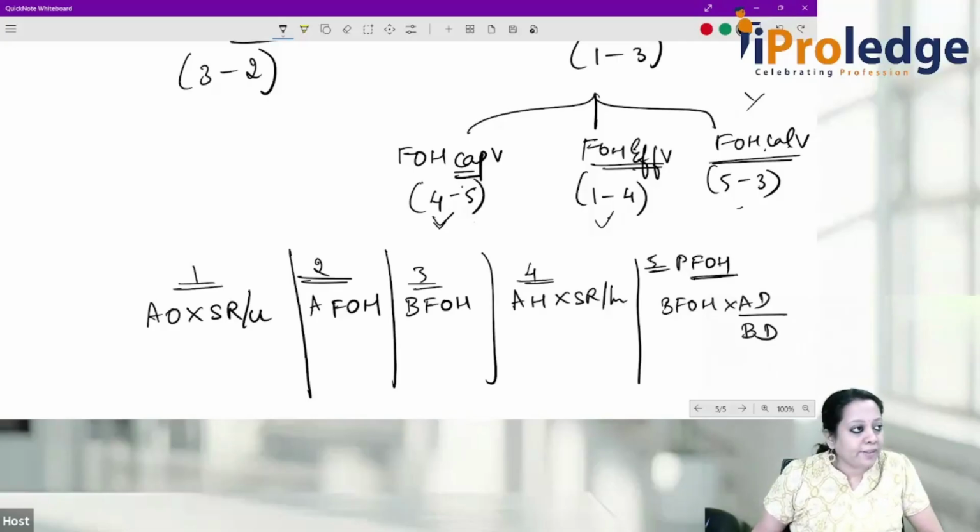Uh, SR per hour, ma. Shall we proceed, students?